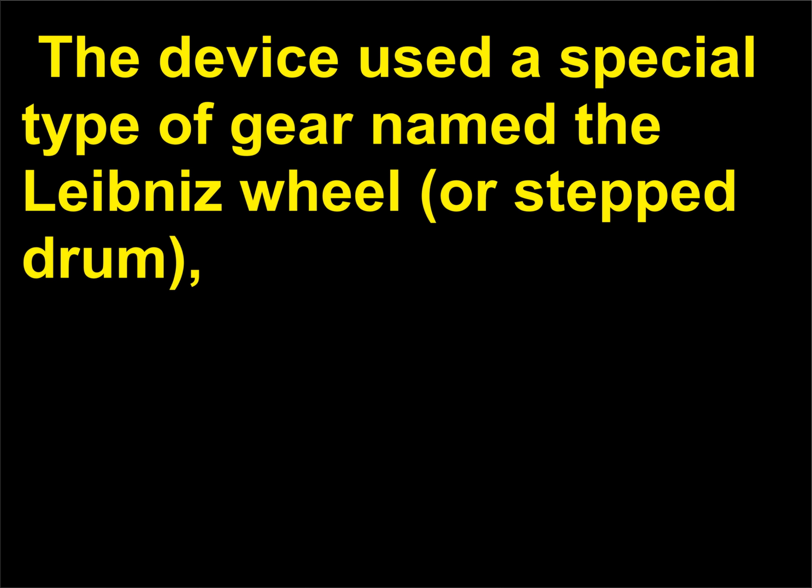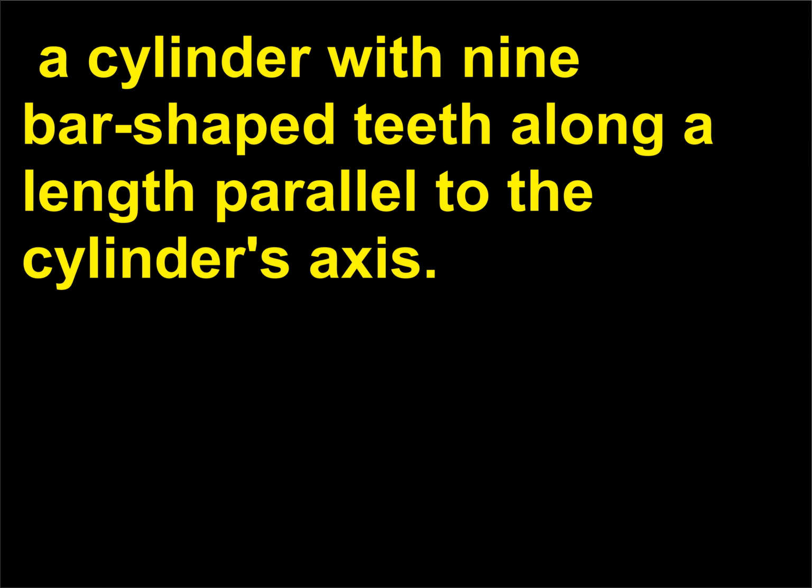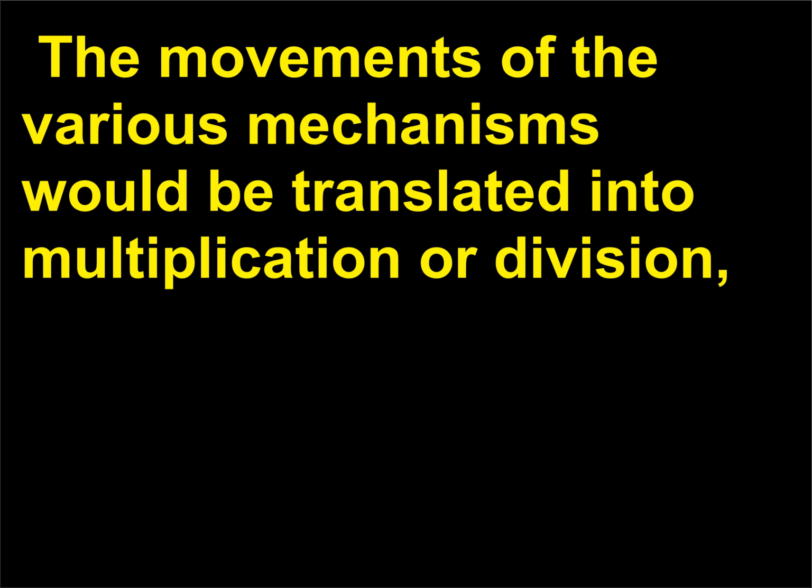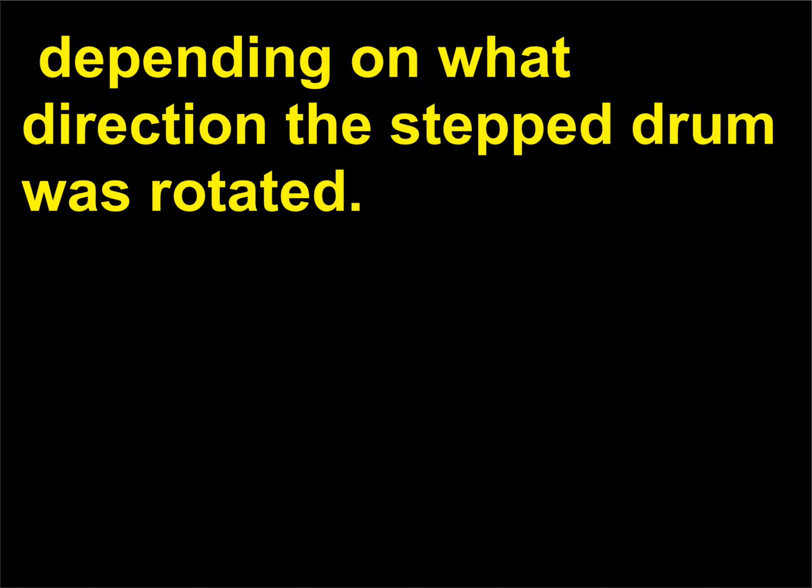The device used a special type of gear named the Leibniz wheel, or step drum: a cylinder with 9 bar-shaped teeth along a length parallel to the cylinder's axis. As the cylinder was rotated with a crank, a 10-toothed wheel would rotate from 0 to 9 positions, depending on its position from the drum. The movements of the various mechanisms would be translated into multiplication or division, depending on what direction the step drum was rotated.